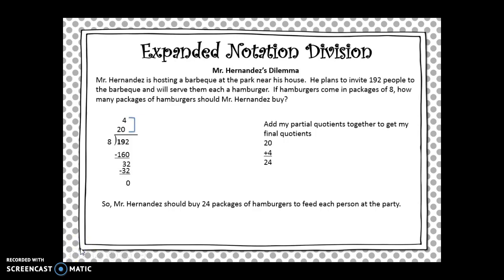Make sure that you write down the steps that you need to have in order to complete the expanded notation method correctly. Your partial quotients you'll need to add together to find the final quotient. If you need to go back and review any steps that I have done, please do so and make sure that you have recorded each step into your math journal.